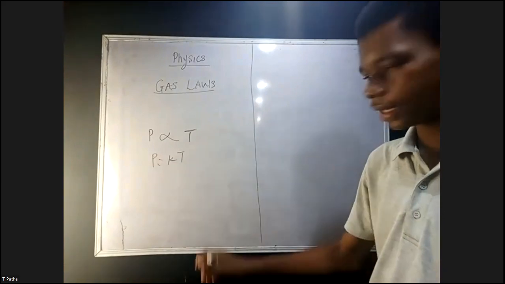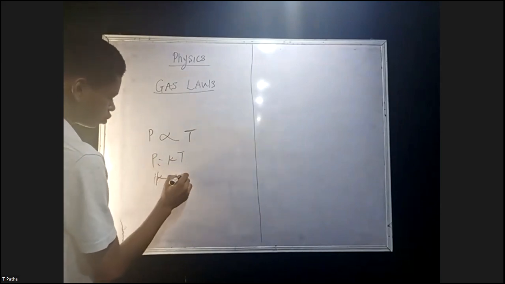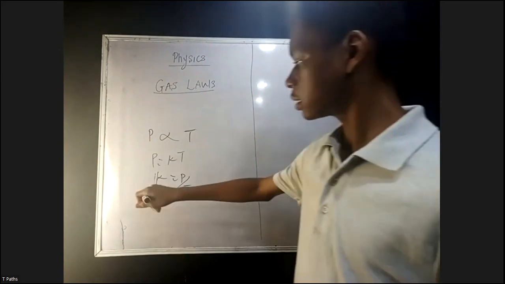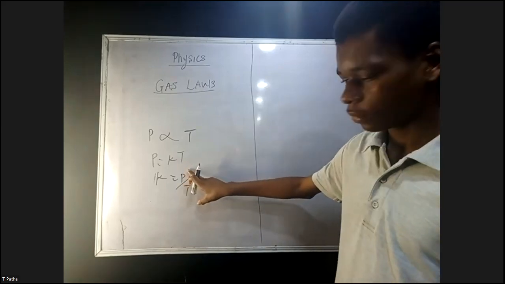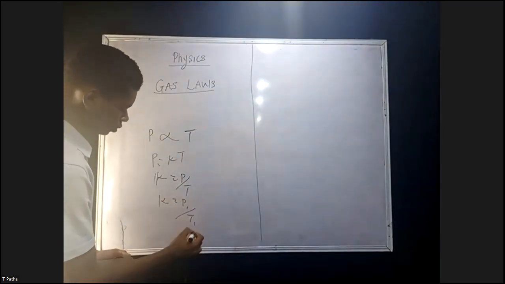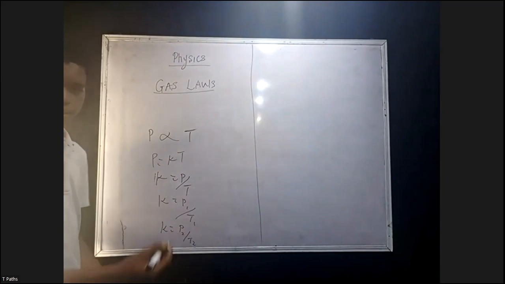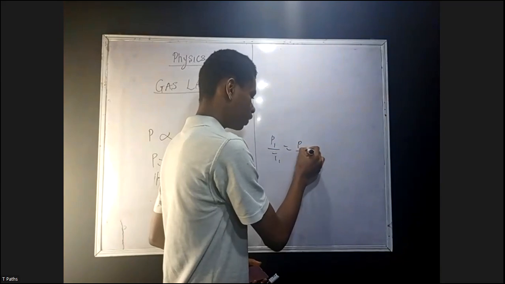To get the value of K, I can say K is equal to P over T, that's dividing through by T. Here this is my constant. I said in the last class that this will remain a constant as long as these values don't change. So if I increase the pressure and I also increase the temperature, K remains constant, which means I can say K is equal to P1 over T1, and K is equal to P2 over T2. So P1 over T1 is equal to P2 over T2.